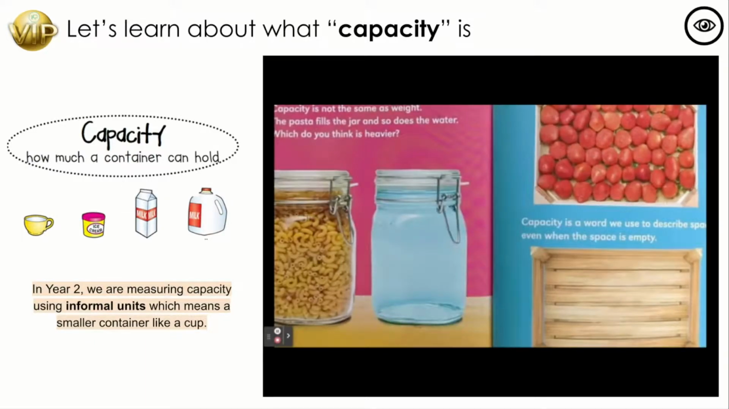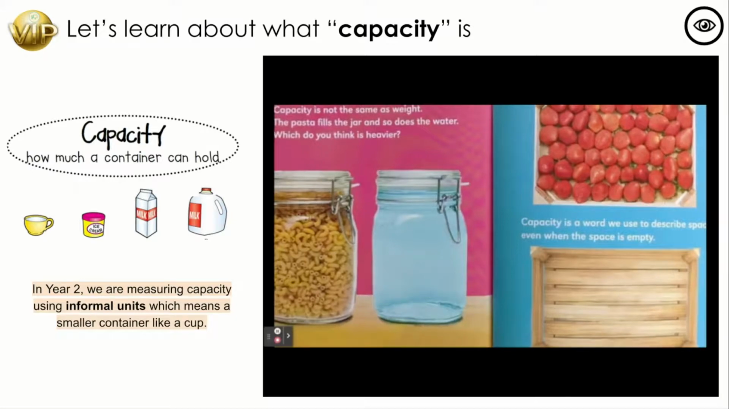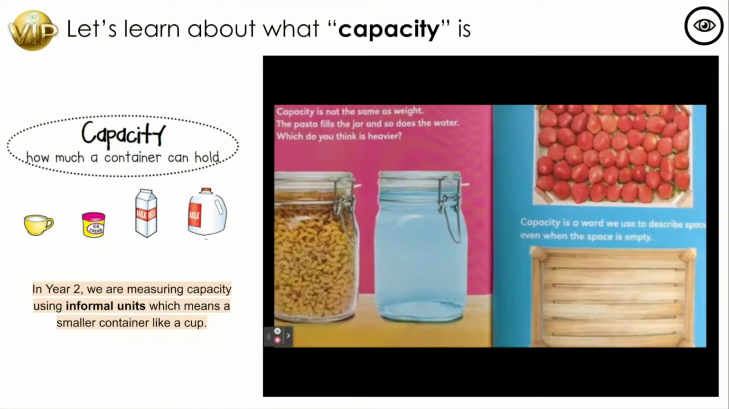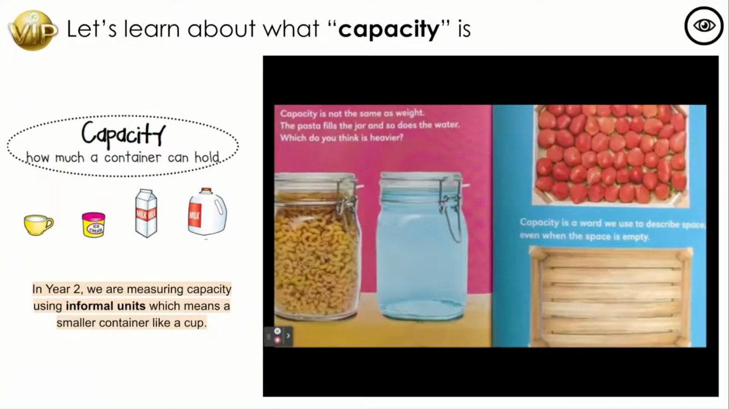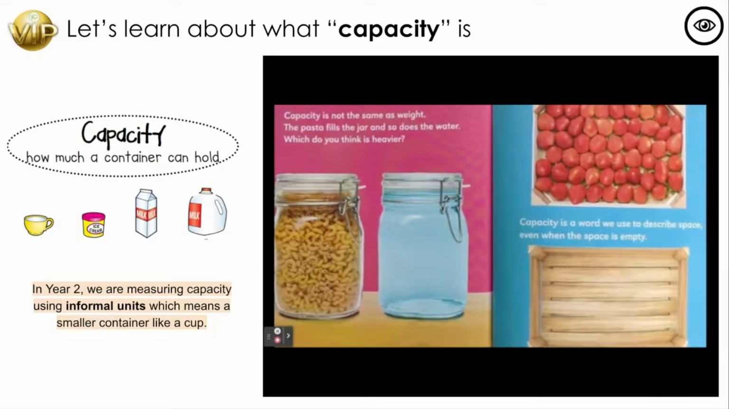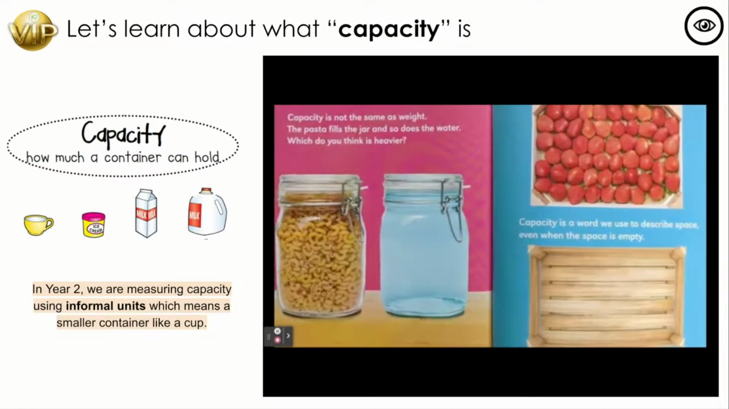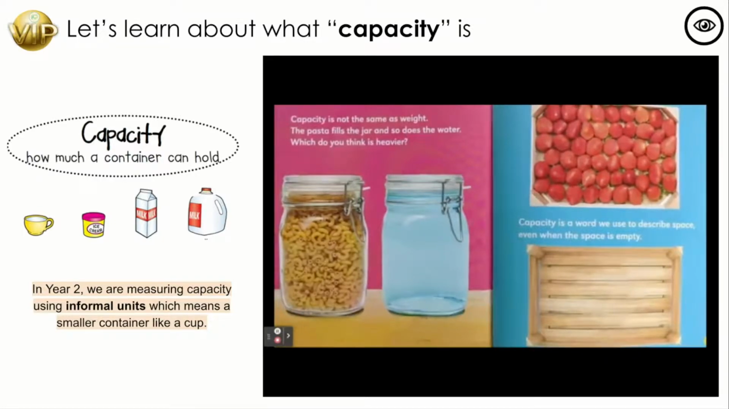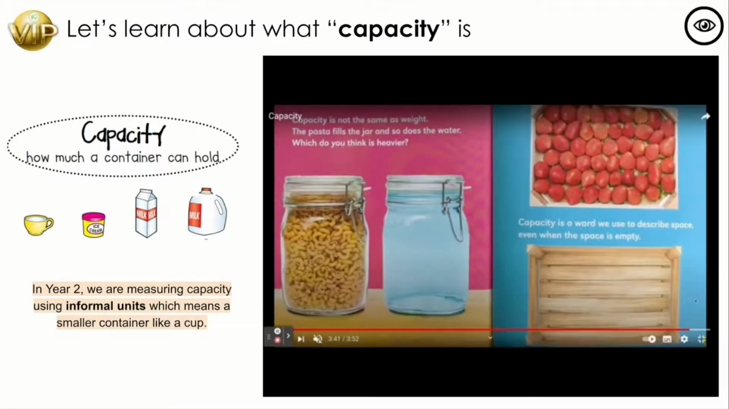Capacity is not the same as weight. This is really important. The pasta fills this jar on the left, and so does the water. Which one do you think is the heaviest or heavier? Capacity is a word we use to describe space, even when the space is empty. I want you to pay attention to this. Capacity is a word that we use to describe space, even when the space is empty.